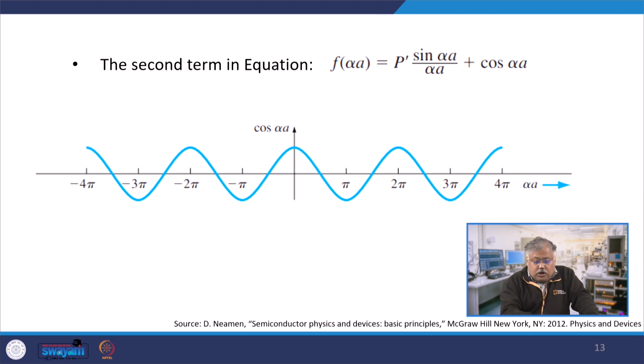Now if you plot cos of alpha a with respect to alpha a, it looks something like this. And these are very pure mathematical expressions. Now what you need to do is add these two terms, right? From where I am getting these two terms, at this stage we won't be doing it.